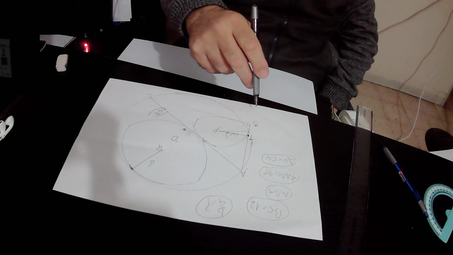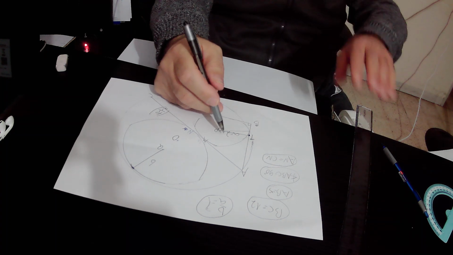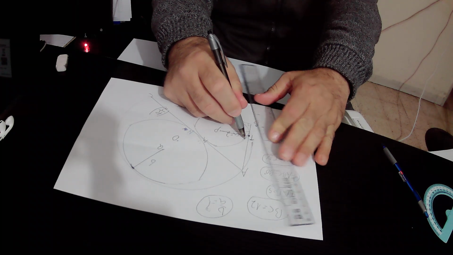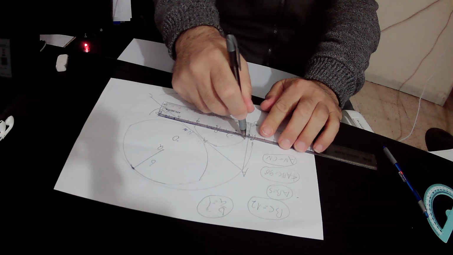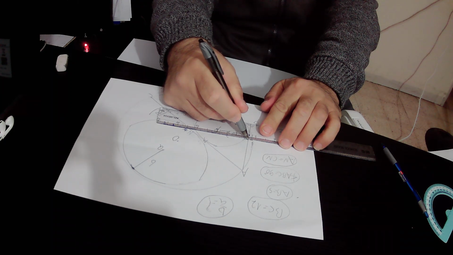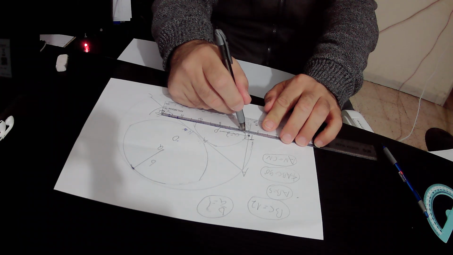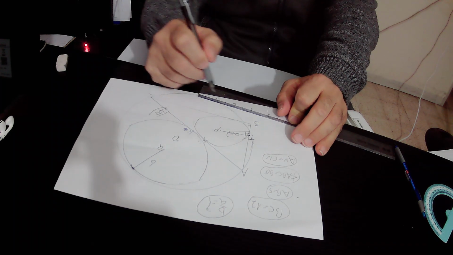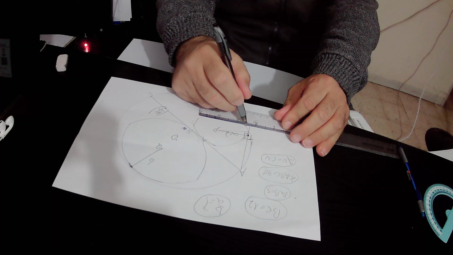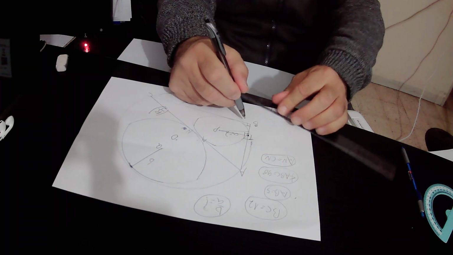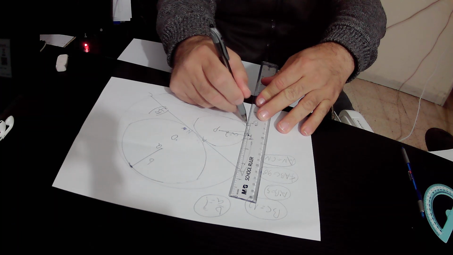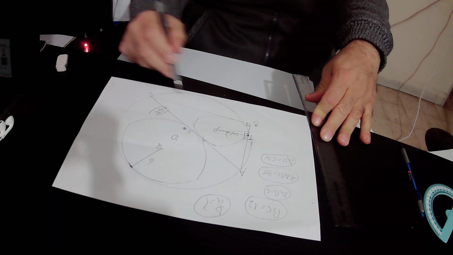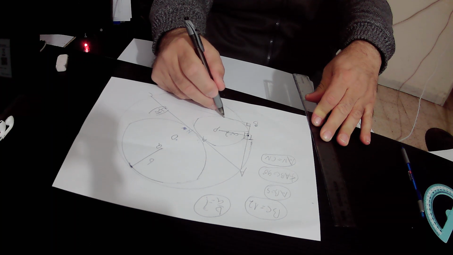If AB is perpendicular to TP, it means that this angle equals 90 degrees, and this angle also equals 90 degrees. Angle ABC equals 90 degrees because triangle ABC is a right triangle. We will define the point of tangency of tangent BC with this circle as N.